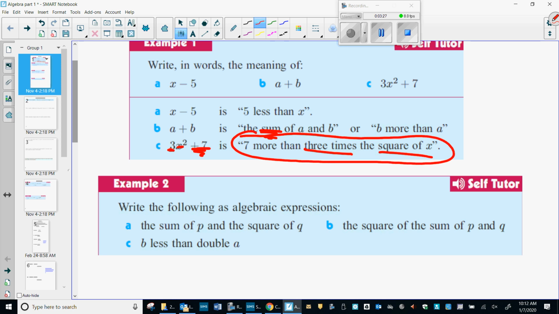Okay, 3 times something: where's that number 3 going to go? In front of it, yes? What, the square of x? That would mean x squared, yes? So 3 times the square of x. I appreciate that 7 more sounds a bit weird at the front. You may have 3 times the square of x plus 7, or with 7 added to it. So you may word it slightly differently. But are we happy with this?